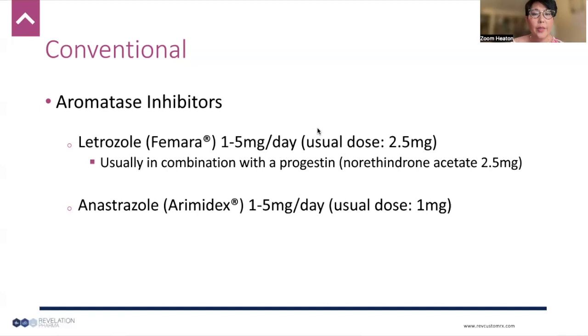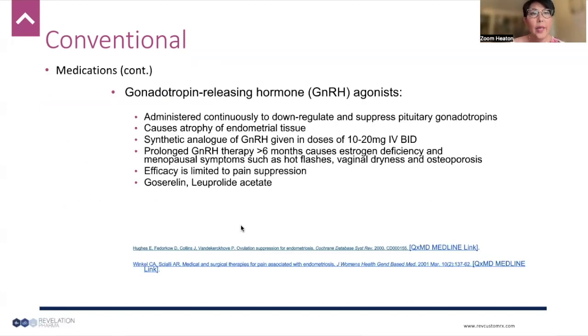So aromatase inhibitors with a progestin is successful in decreasing pain and reducing visible endometriosis in patients who haven't responded to or tolerated other treatments. All right, now we're into the gonadotropin releasing hormone analogs, and they're administered continuously to downregulate and suppress the pituitary gonadotropins. It causes atrophy of the endometrial tissue, and it can be given in doses of 10 to 20 milligrams IV twice a day. And prolonged therapy greater than 6 months causes estrogen deficiency, of course, with menopausal symptoms like hot flashes, vaginal dryness, and osteoporosis. And the efficacy is limited to pain suppression. The most common analogs are your Zoladex or goserelin or Lupron Depot or leuprolide acetate.